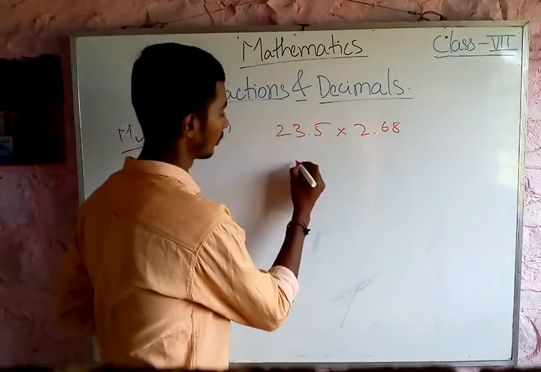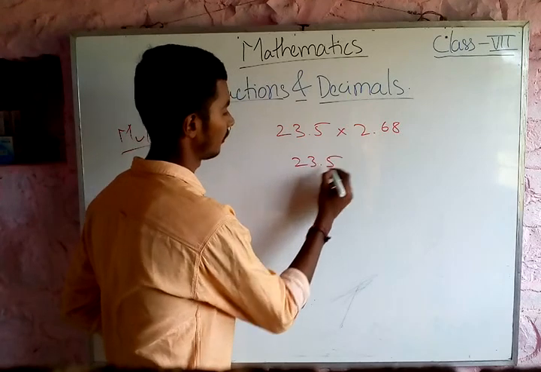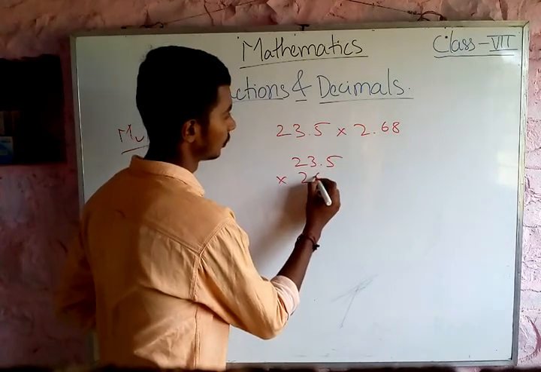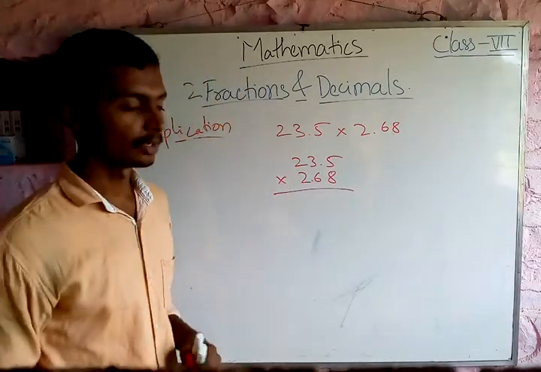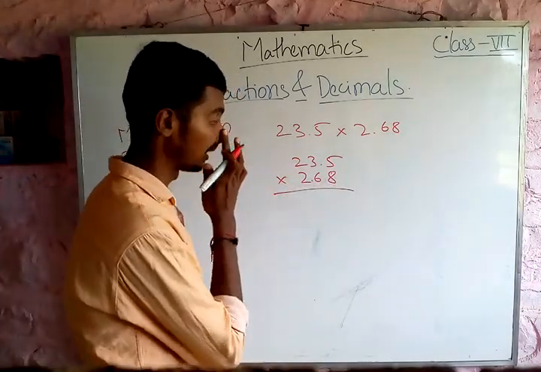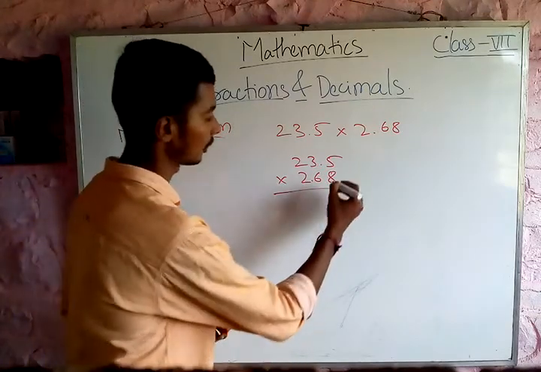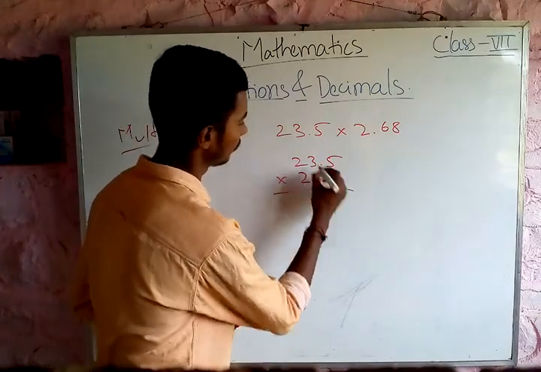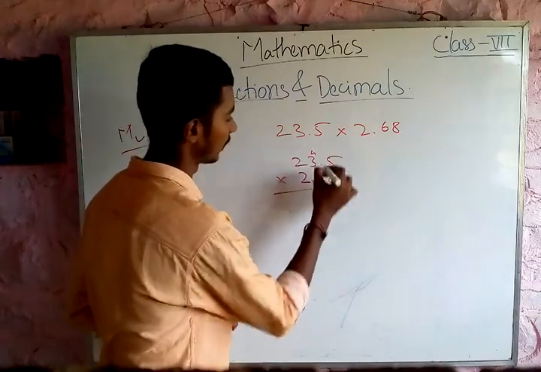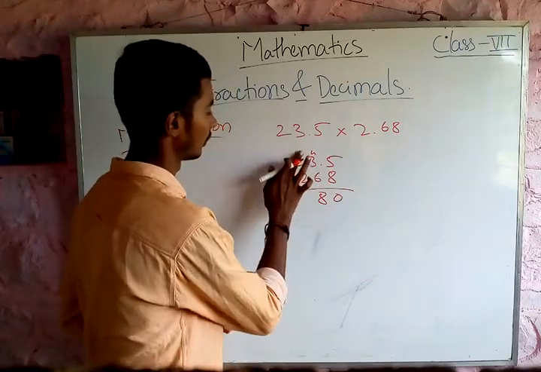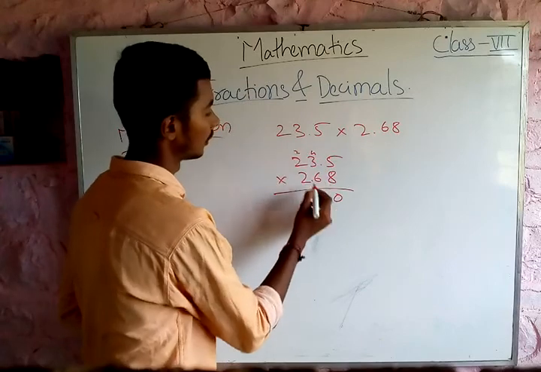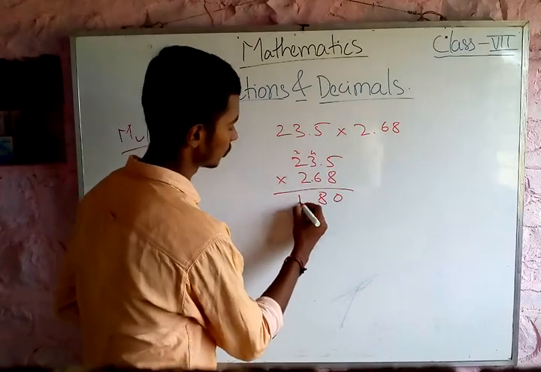This is similar to normal multiplication. 23.5 into 2.68. Okay, first we will multiply with 8 as it is normal multiplication. Okay, so 8 5s are 40, 0 and 4 carry, and 8 3s are 24, 28, sorry, 24 plus 4 is 28, 8 and 2 carry, and 8 2s are 16 plus 2 is 18.